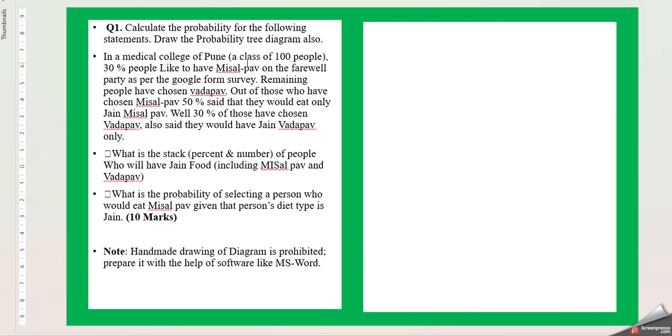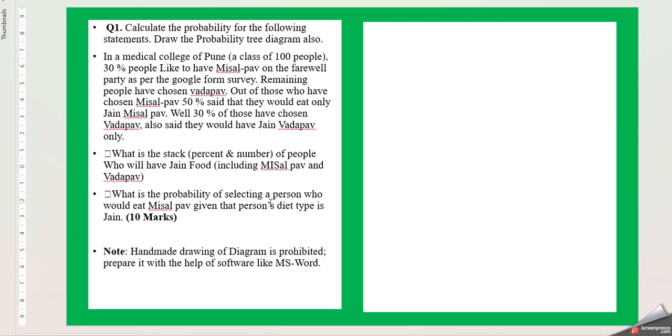In a medical college of Pune, in a class of 100 people, 30% like to have misal pav at the farewell party as per the Google form survey. The remaining people have chosen vada pav. Out of those who have chosen misal pav, 50% said that they would eat only Jain misal pav. Also, 30% of those who have chosen vada pav said they would have Jain vada pav only. What is the percentage and number of people who will have Jain food, including misal pav and vada pav?